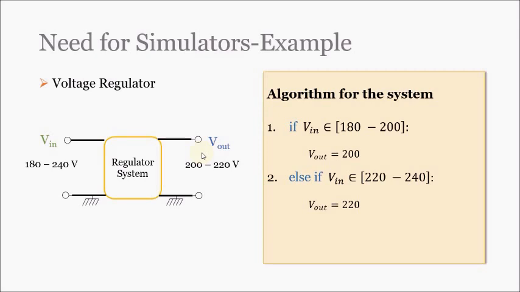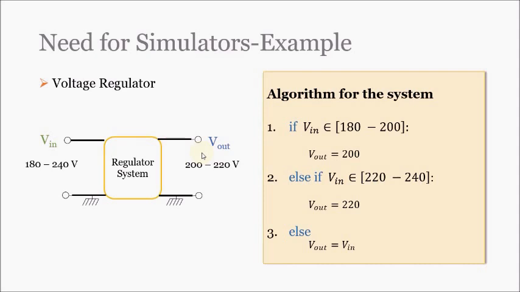Now, if a voltage comes in the range 220 to 240, then a step down of the voltage to 220 volts is required. In every other situation, I can send V out equal to V in, whatever input comes to the output. So that is the small algorithmic model that we have designed for the regulator system.